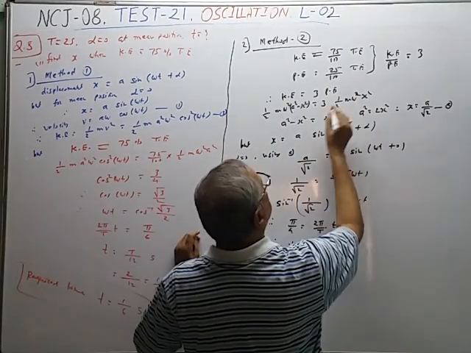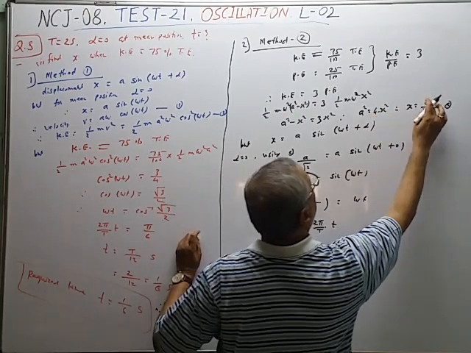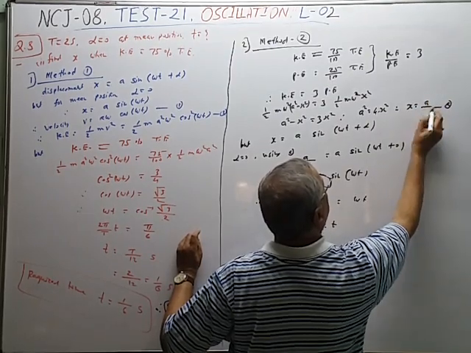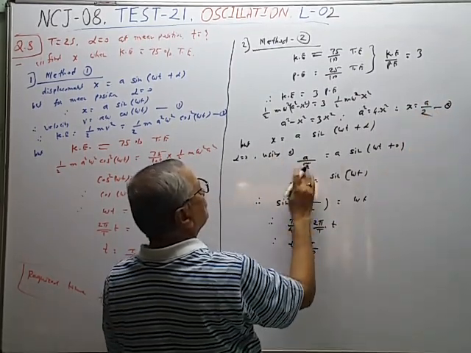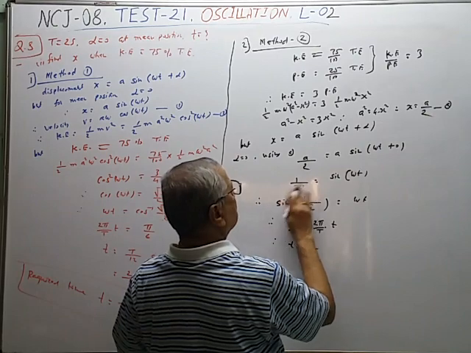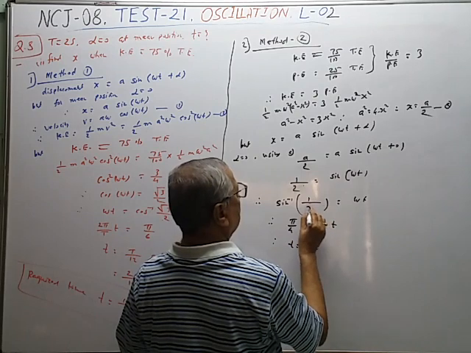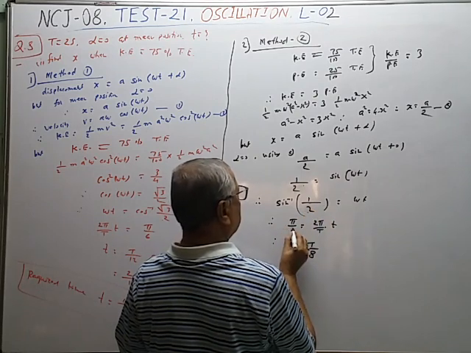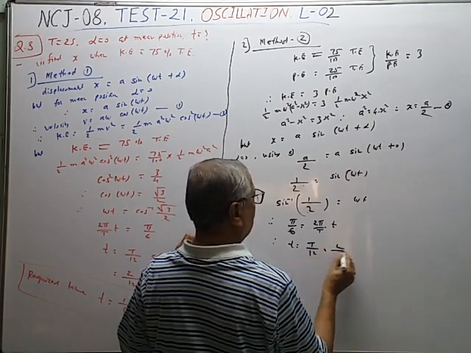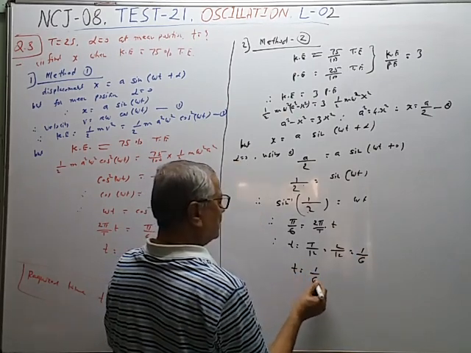Therefore, this is 4x square. So x square is equal to a square by 4, so x is a by 2. But x is equal to a sin(omega t plus alpha), alpha is equal to 0. So a by 2 is equal to a sin omega t. So sin inverse 1 by 2 is equal to 30 degrees, pi by 6. So t is equal to T by 12, that is 2 by 12, that is 1 by 6. So t is equal to 1 by 6 seconds.